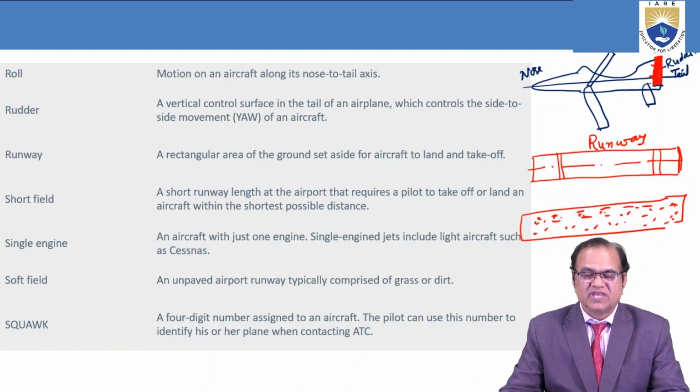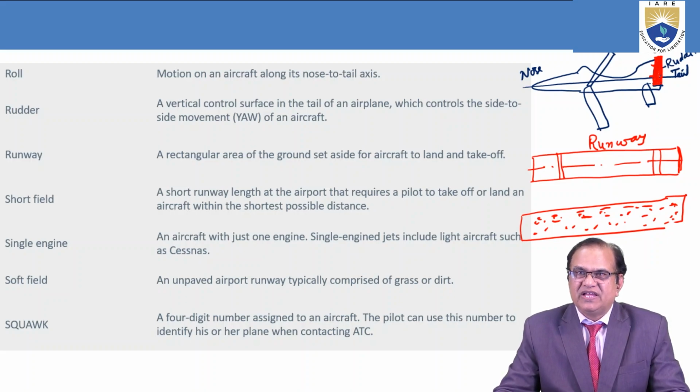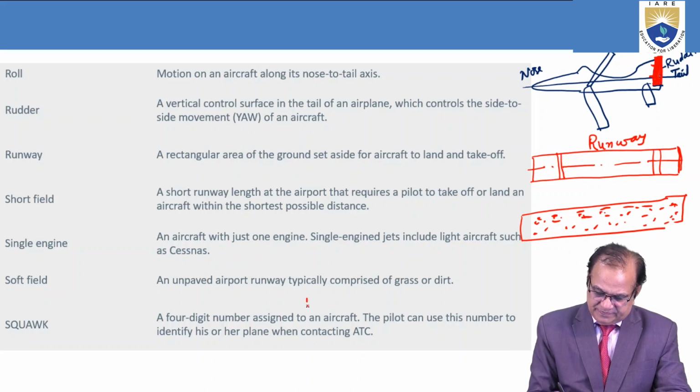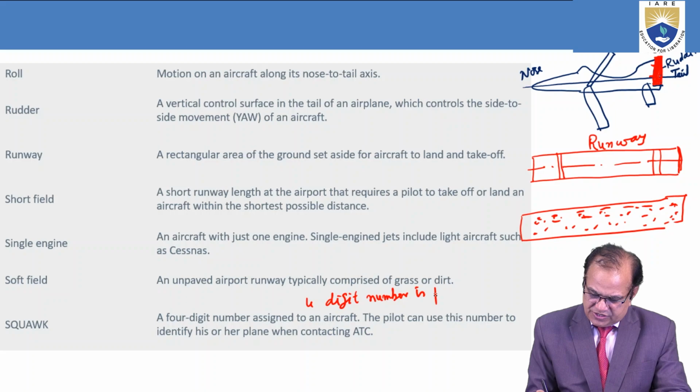Squawk: a 4-digit number assigned to an aircraft. The pilot can use this number to identify his or her plane when contacting ATC. So a 4-digit number is provided to identify the aircraft.